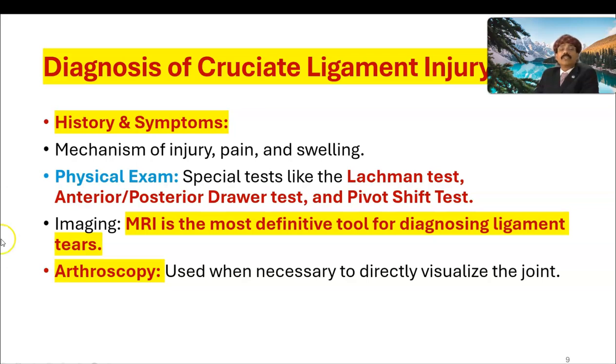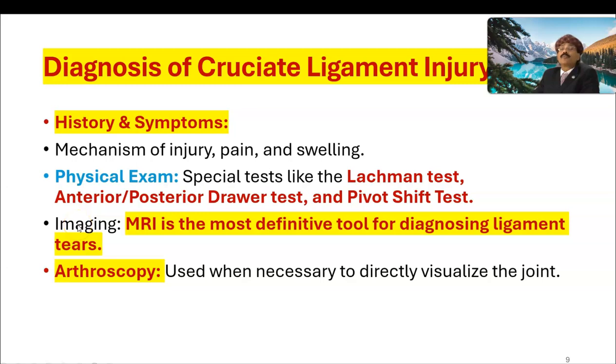Diagnosis of cruciate ligament injury: history and symptoms are very important. Mechanism of injury, pain and swelling, physical examination, special tests like ligament tests, anterior and posterior drawer test. This is easy. Anteriorly, if you pull the tibia in a flexed knee, the tibia should not advance too far anteriorly. In a normal person, it goes not more than normal, like pulling the drawer outside. So that is the anterior drawer test.